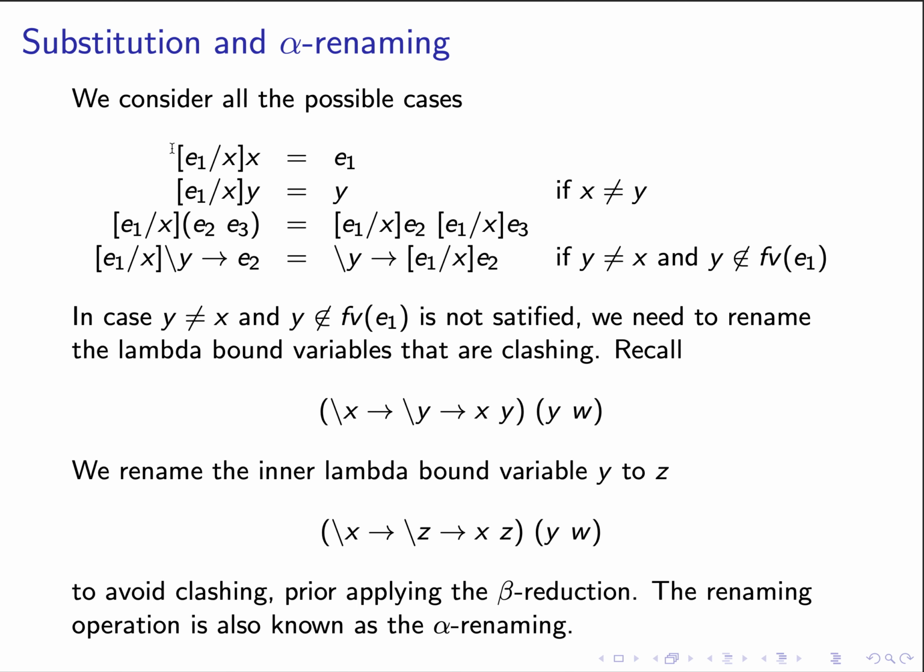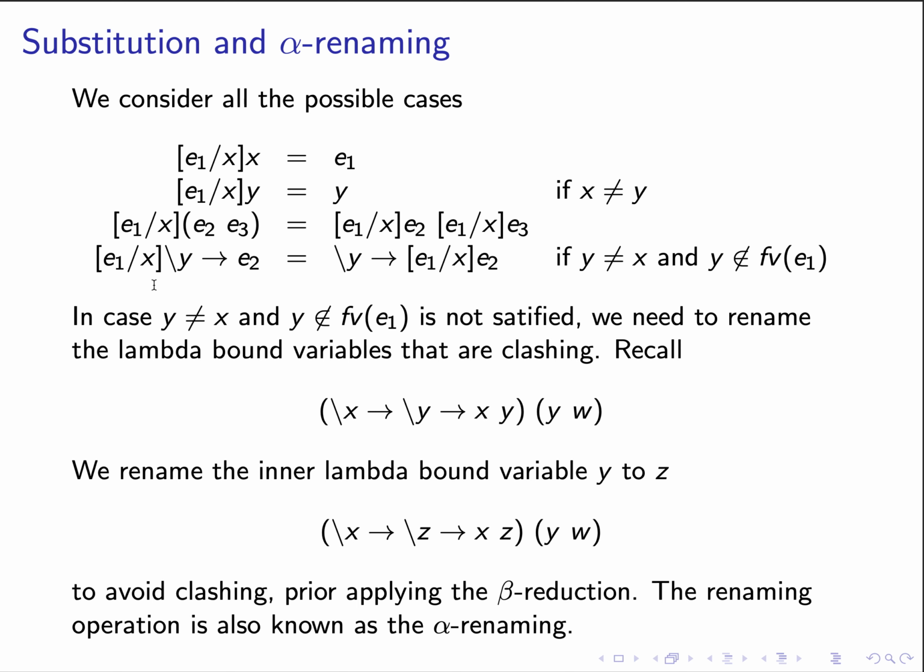For example, when we apply a substitution to a variable x, and if the variable in the substitution agrees with this x, I mean they're the same x, then we can just output the E1, which is the thing that we're going to replace x with. Otherwise, if the two variables don't agree, we just keep the variable unchanged. And the third case, where we try to apply substitution to a function application, we just perform the component-wise substitution. We just pass and propagate the substitution to the E2 and the E3.